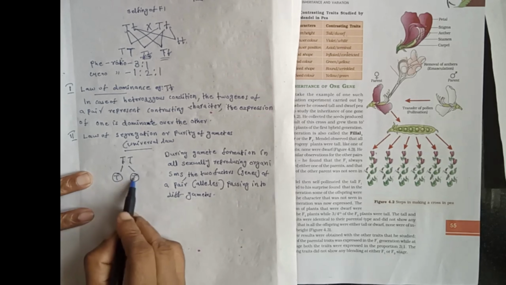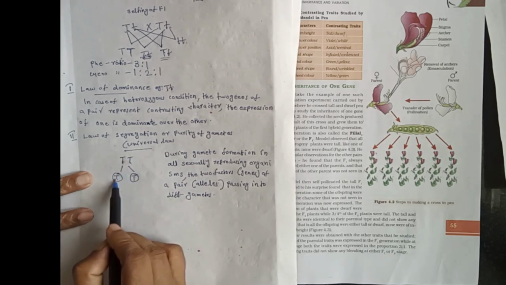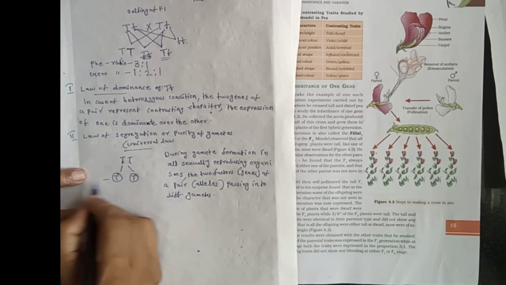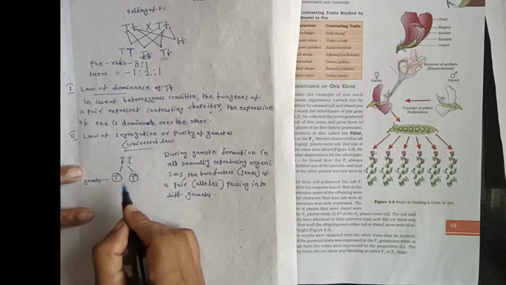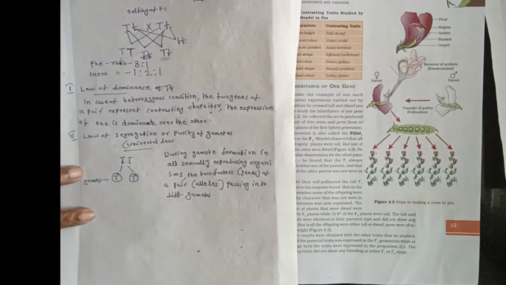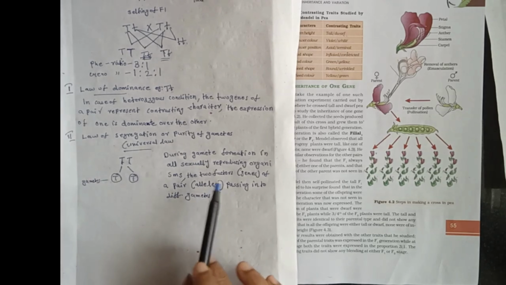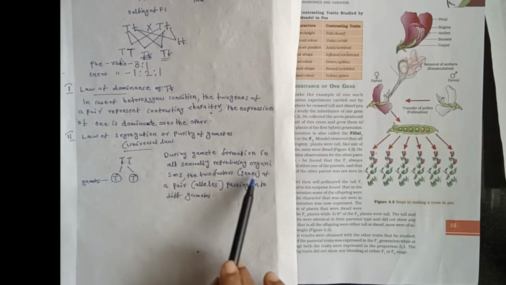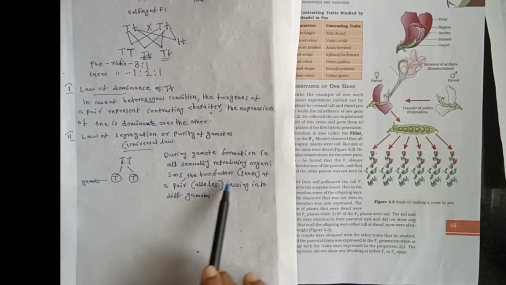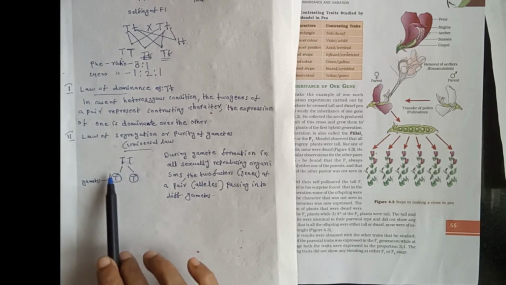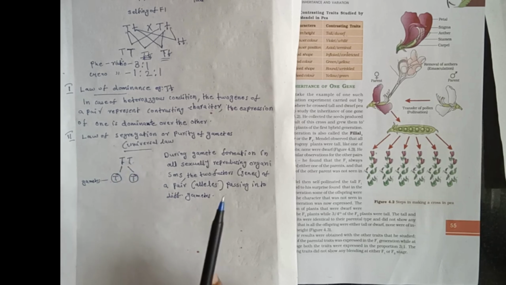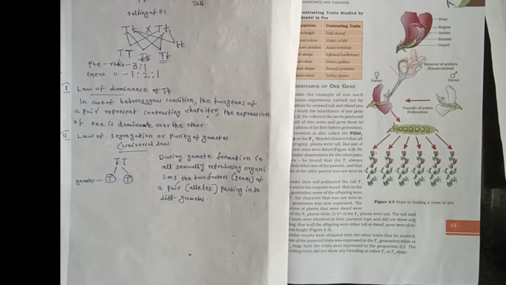The alleles pass into different gametes. This is the diploid case. Gametes are haploid. These may be pollen grains or eggs. During gamete formation, in all sexually reproducing organisms, the two factors or genes of a pair or allele pass into different gametes.